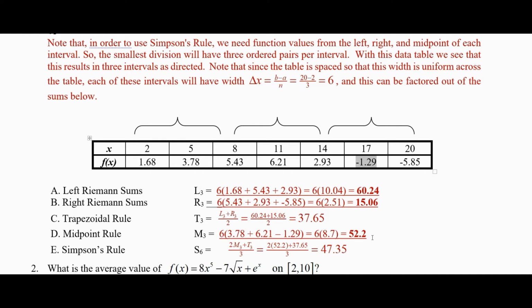Simpson's, usually called Simpson's 6. I usually think of it still as just being 3 intervals, though some people think of it as 6 smaller intervals. You find that by doing 2 times midpoint 3 plus trapezoid 3, and then dividing by 3. So it's a weighted average of midpoint and trapezoid, counting the midpoint twice as much. So that's 2 times 52.2 plus 37.65, then divide by 3, and you get 47.35. Of these, the 47.35 is our best estimate.